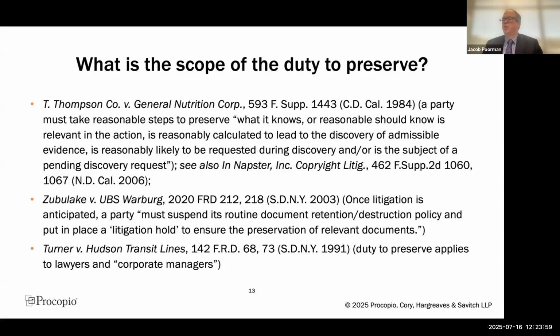The duty to preserve requires a party to identify, locate, and maintain information and tangible evidence. This duty includes the obligation to institute a litigation hold to suspend routine record destruction and ensure the preservation of relevant documents. Some courts consider the failure to issue an internal litigation hold to be grossly negligent. Other courts have found that the failure to issue a litigation hold is merely negligent where the relevant documents are otherwise preserved. The duty to preserve extends to a company's lawyers and its corporate managers, who have a duty to convey the preservation obligation to other employees.